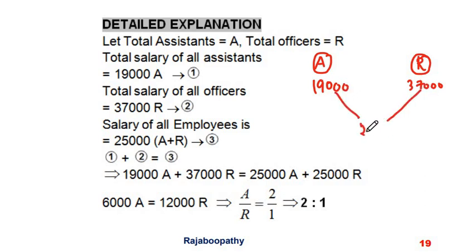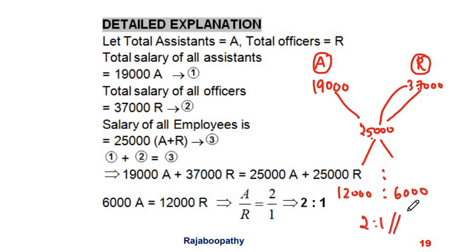So which is 25,000. So the required answer ratio is the difference between these numbers. The difference between 25,000 and 37,000 is what? 12,000. Here what is the difference? 6,000. So therefore the answer is 2 is to 1. So this is the faster way of solving the problem. Understand the problem?